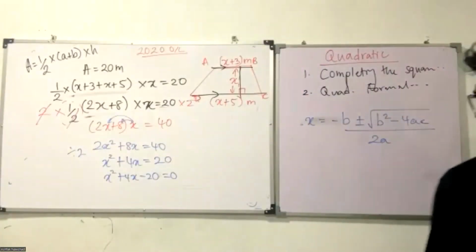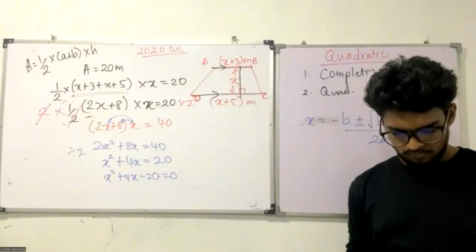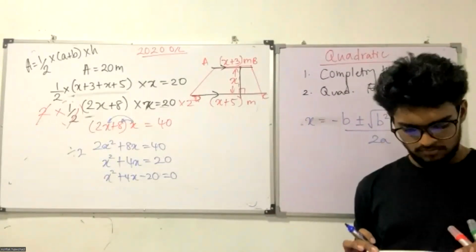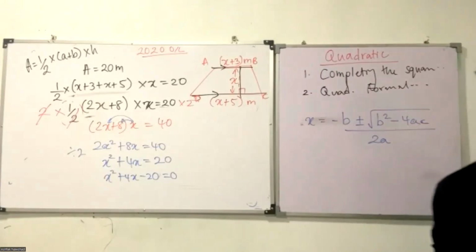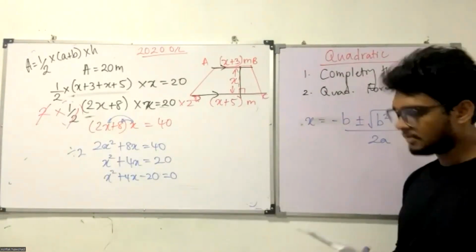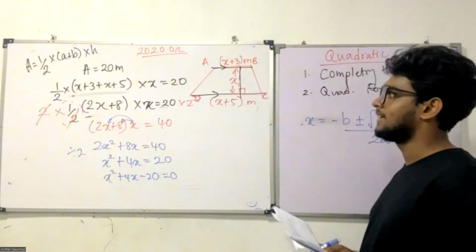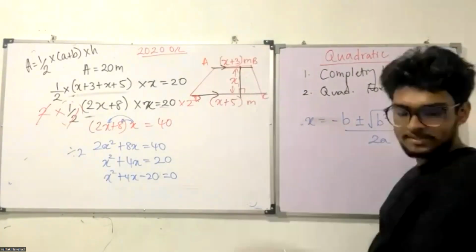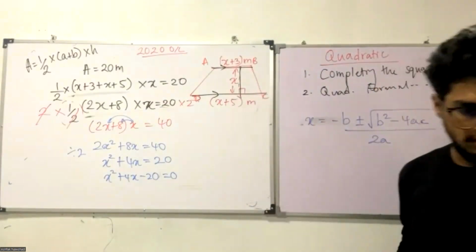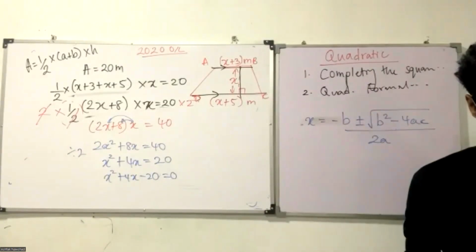Is this understood? Clear? Okay. Now read the question. Find the perpendicular distance between the two parallel sides. Let me know what is the perpendicular distance here. What's the expression for the perpendicular distance in this figure? What is it?